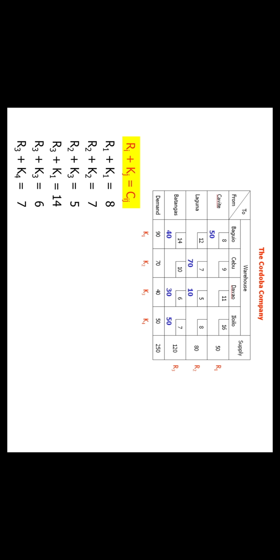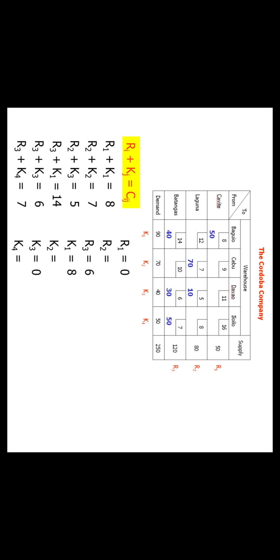After which, we now determine the values of our row and column indicators by first assuming a value of 0 to our R sub 1. So if R sub 1 is 0, for the first equation to be true, then K sub 1 should be equal to 8. If K sub 1 is equal to 8, for the fourth equation to be true, then R sub 3 should be equal to 6. If R sub 3 is equal to 6, for the fifth equation to be true, then K sub 3 should be equal to 0.